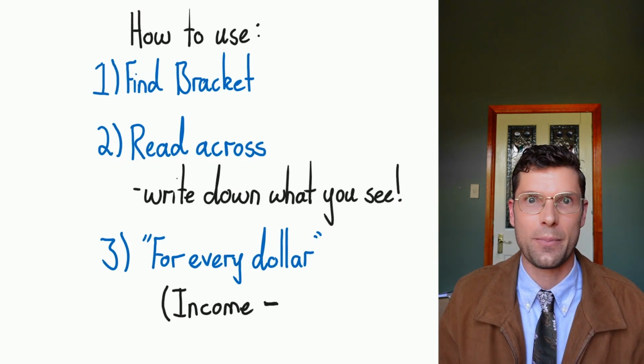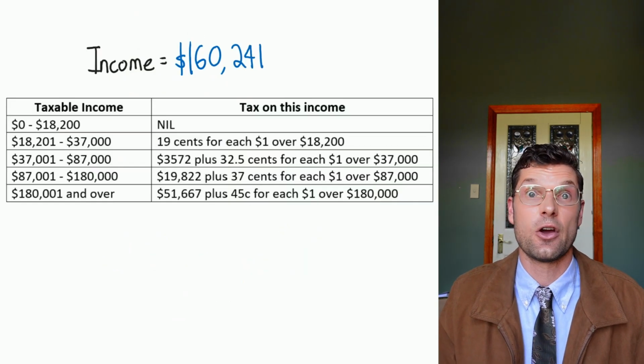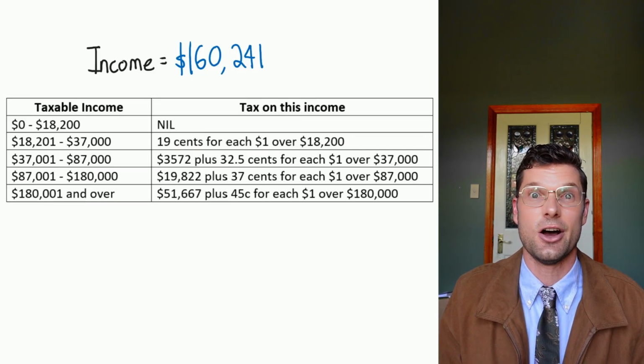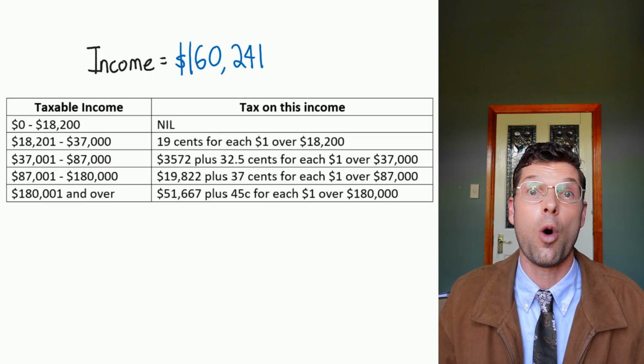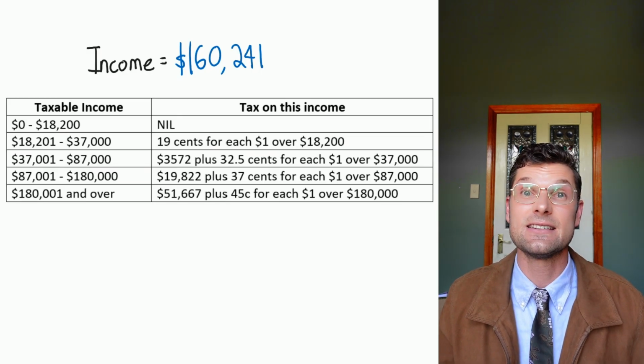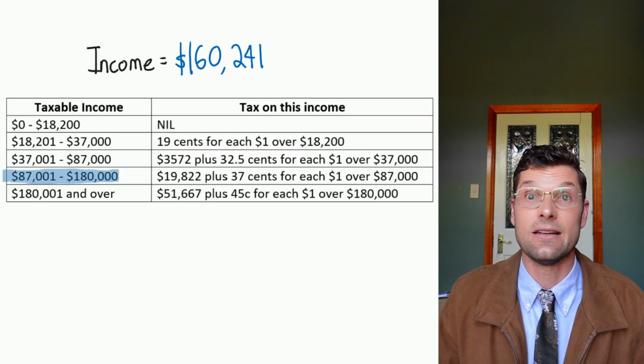These questions could not be easier. You're just reading and writing down what you see. So for this question, we've got an income of over $160,000. Pretty good year. So the first thing we've got to do is identify what tax bracket we're in. And we can see we're in the second one from the bottom, just here. Now I know what tax bracket I'm in. The rest of the question becomes unbelievably easy.